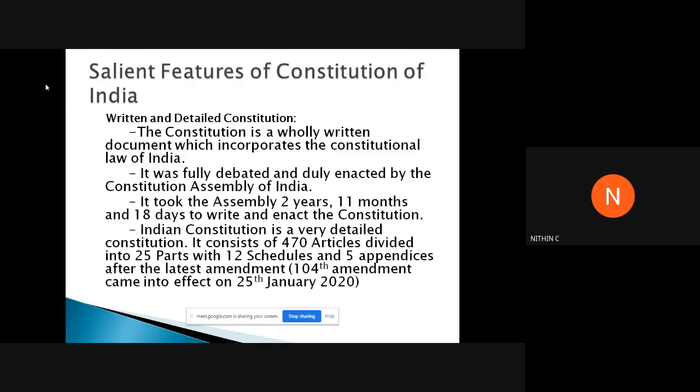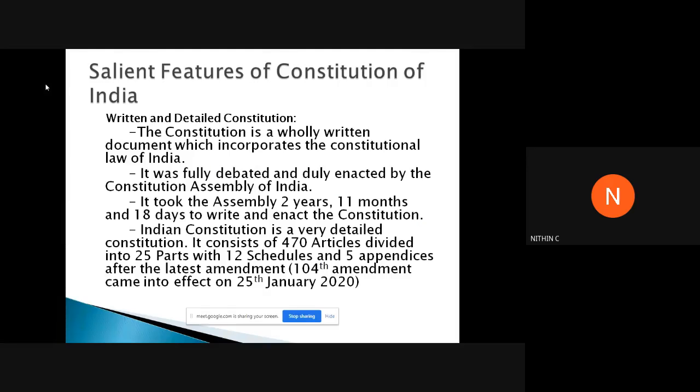It took the Assembly 2 years, 11 months and 18 days to write and enact the Constitution. So this is actually the entire duration of the Constituent Assembly.